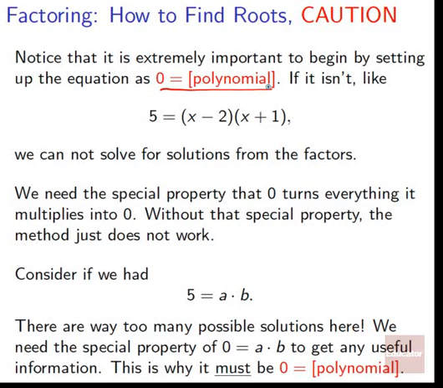They aren't going to help us. We need the special property that 0 turns everything it multiplies into 0. Without that special property, this method just won't work. Consider if we had something like 5 equals a times b, right? There's no way that we can just figure out what the answers are here.